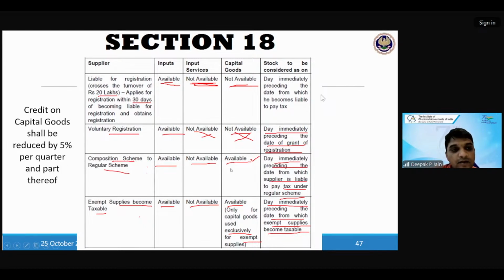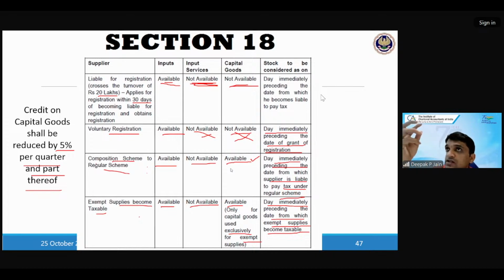Now, when you say capital goods, credit on capital goods shall be reduced by 5% per quarter and part thereof. So in this case of composition scheme to regular scheme and exempt to taxable, only in these two cases you are getting credit on your capital goods. Correct? So in this case, capital goods was purchased long back. Now you are getting converted to a taxable person. So how much credit you will get? You will get credit to the extent of the input credit on the capital goods. Then you have to reduce 5% for each quarter.